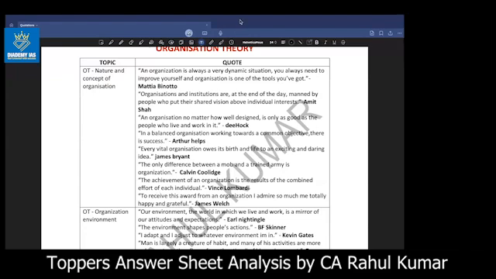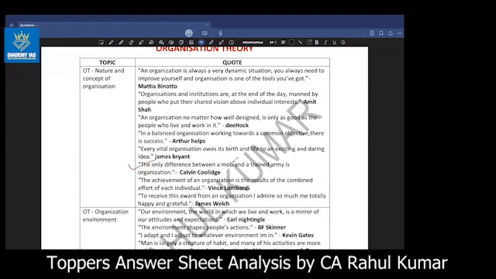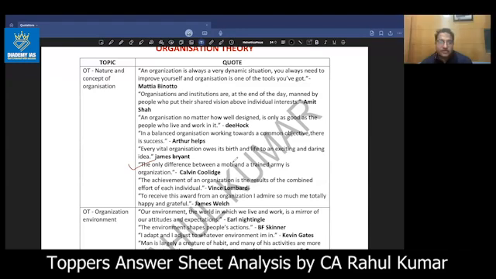So, the only difference between a mob and a trained army is organization, by Calvin Coolidge. So you can write this one. Then this is also a good one.